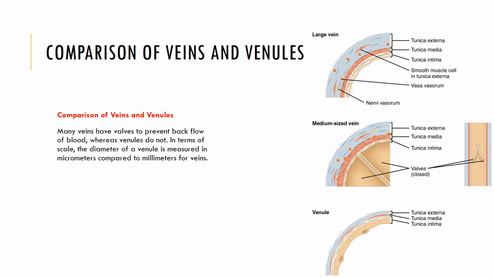Venules drain capillary beds into veins. Venules are extremely porous and are often more similar in structure and function to capillaries than to veins. Many venules possess only an endothelium and perhaps pericytes, while others may have a very scanty tunica media and a thin tunica externa.